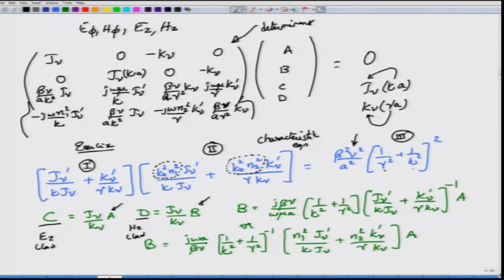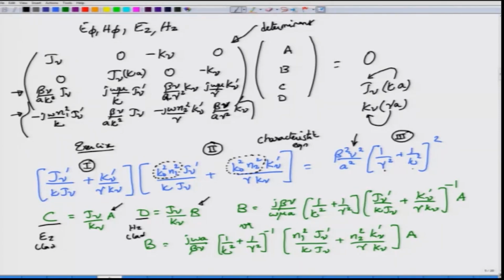So, A and B are the core electric and magnetic field amplitudes, and in terms of those you can write down the amplitudes of the electric and magnetic fields in the cladding. But there is a relationship between B and A which comes from the third line or the fourth row of this matrix. You can look at the third row, which will give you some term times A, this term times B, some term times C, some term times D.